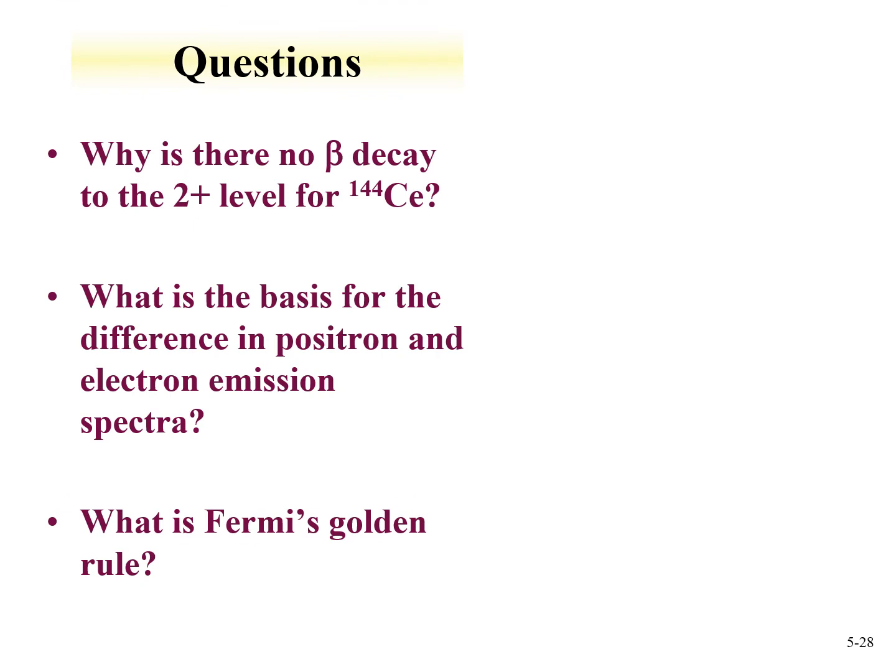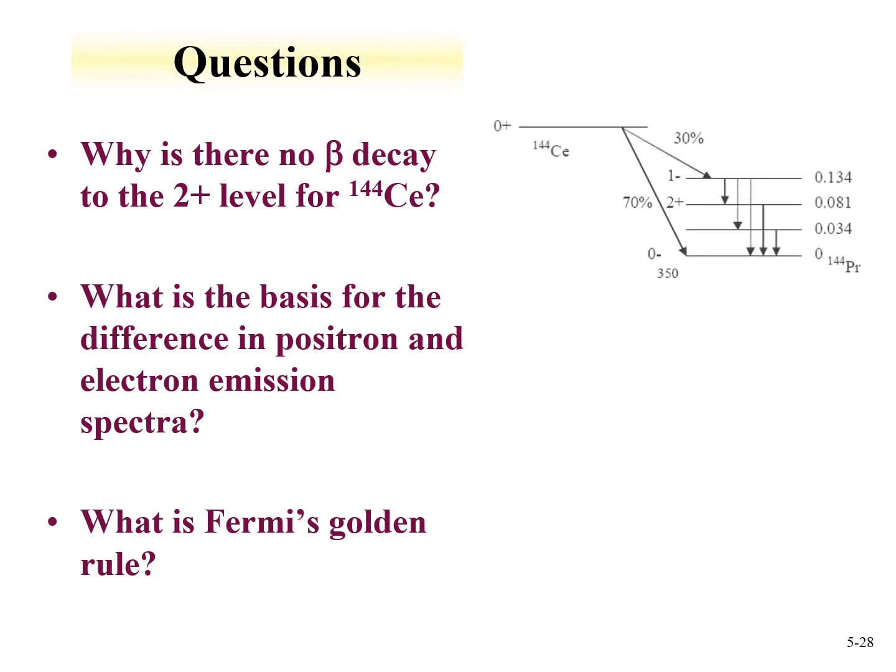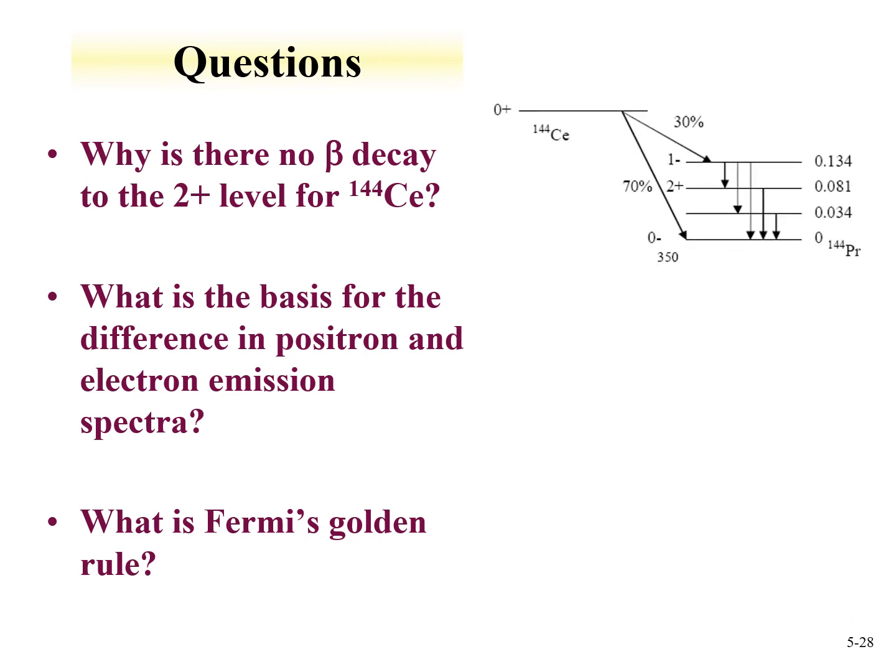Other questions? For example, if we looked at a decay scheme, you should be able to understand why there are certain transitions. As an example, why is there no beta decay to the 2+ level in cerium-144? We see the decay of cerium-144 here. It's an even 0+ state. It goes to either a ground state or an excited state of the daughter. And we see that it does not go to this 2+ state.